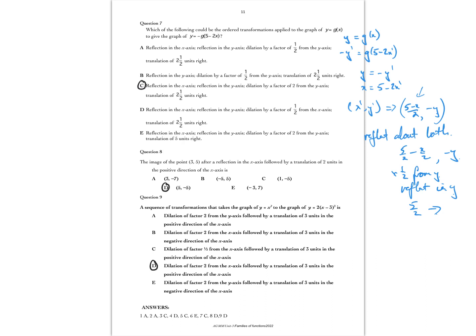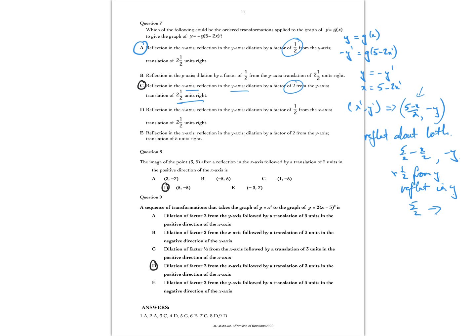So we can look for them. I've marked C as the answer, so to see if that ticks it. Reflect in the x, reflect in the y. We said that. Translate 2.5 units right. I guess I don't like the fact that it says a factor of 2 from the y-axis. I want to go a factor of a half from the y-axis. So I'm going to make it option A, I reckon.